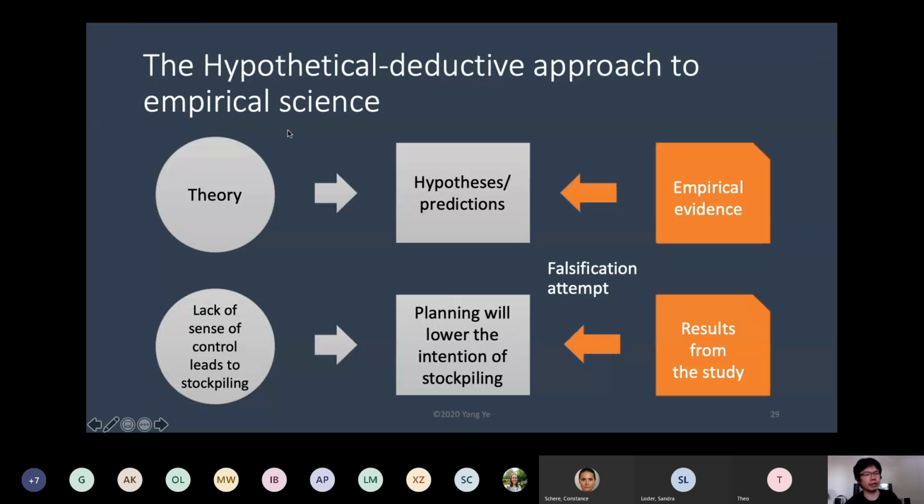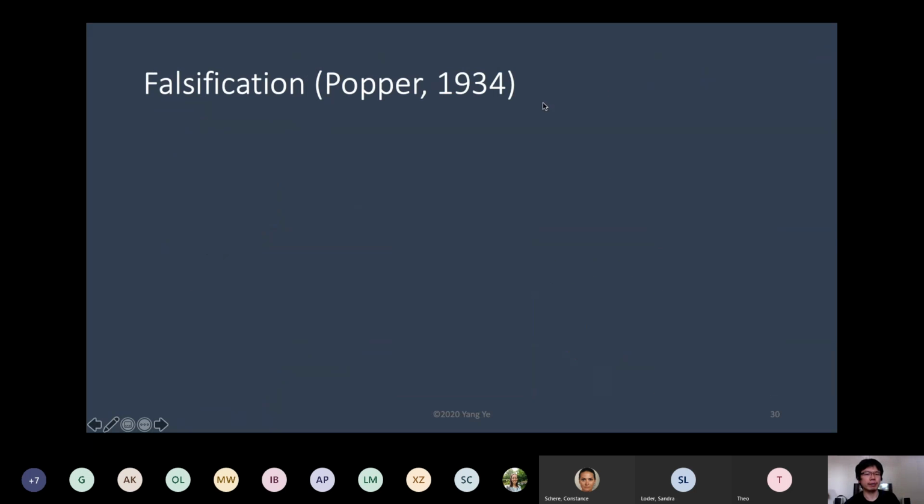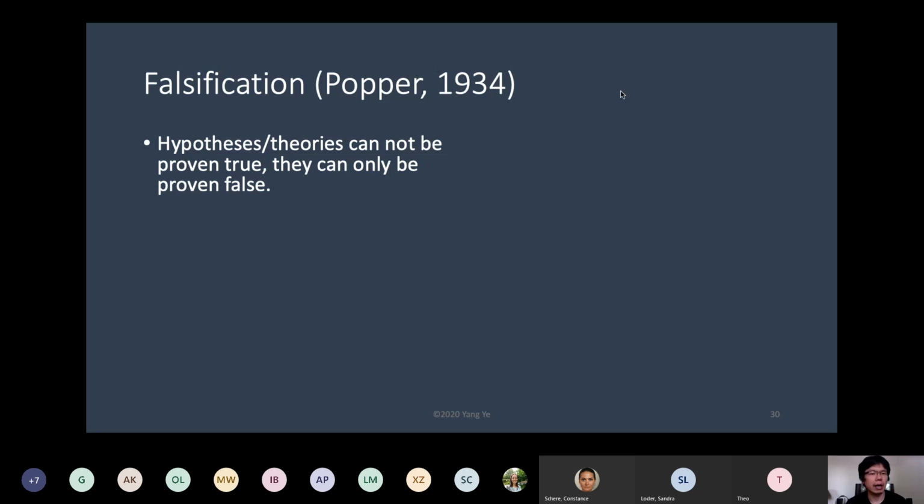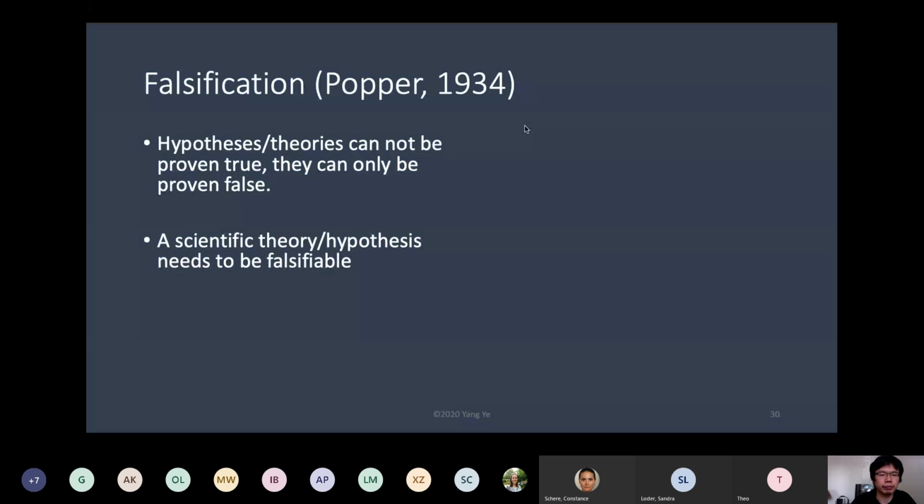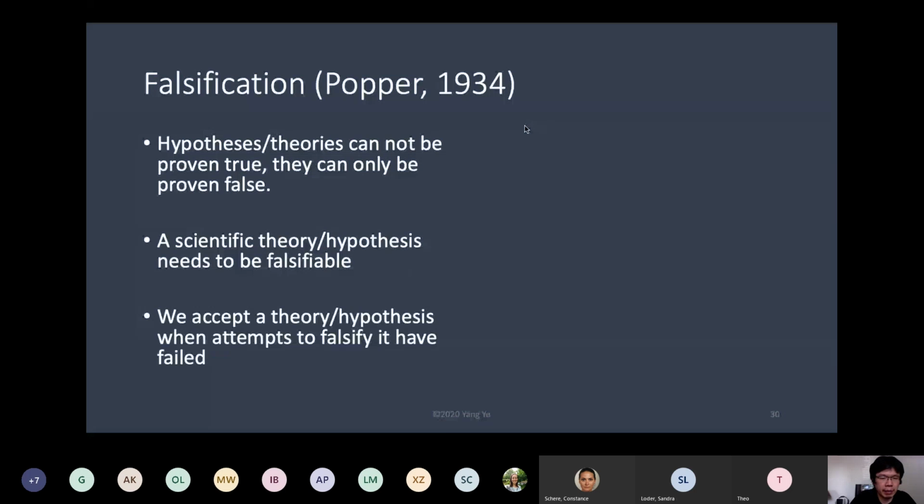Now, it's a little bit counterintuitive. I'm going to explain why. The idea of falsification was proposed by Karl Popper in 1934. Basically the idea is that a hypothesis cannot be proven true, okay? It can only be proven false. So in order for a theory and a hypothesis to be scientific, it has to be falsifiable. And we accept a hypothesis or theory temporarily when the attempts to falsify it have failed so far.